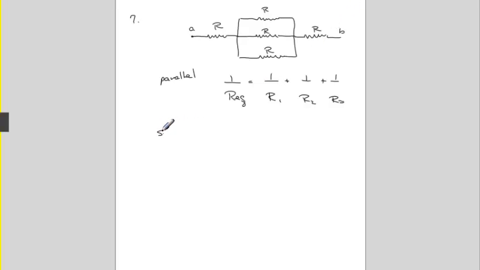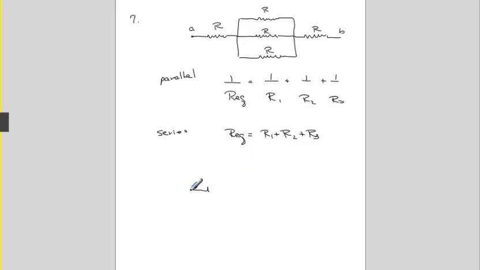So for series resistors, you just add the resistors together to get the equivalent resistance. All we have to do in this problem is recognize that we have some resistors in parallel, which will create one resistor, which then will have three resistors in series. So the first thing to do is to rewrite these three as an equivalent resistance. We'll call that equivalent resistance one.